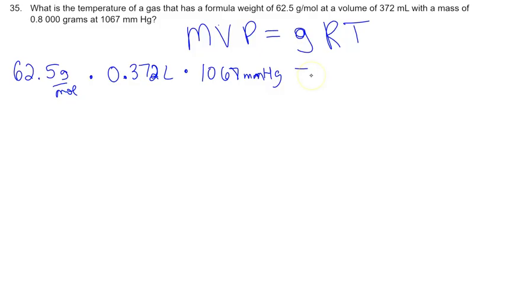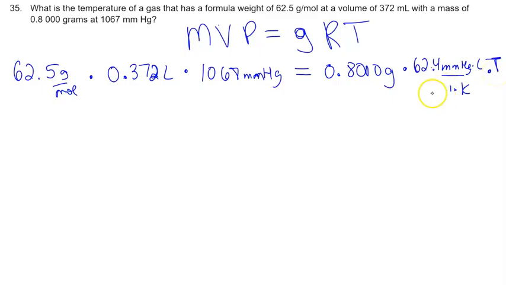On the other side, I have a mass, which is written a little weird. Sorry about that. I have a space there. My R is going to have to match in my millimeters of mercury. So 62.4 millimeters of mercury times liters over mole times Kelvin. And then T is what I'm solving for here. Let's try that again. Okay, there we go, moles times Kelvin.